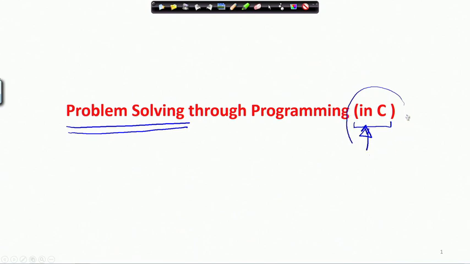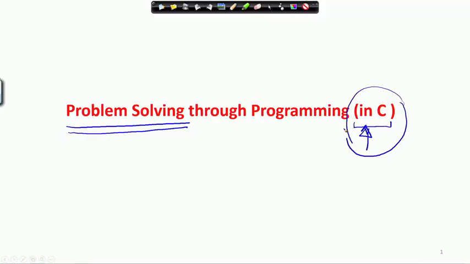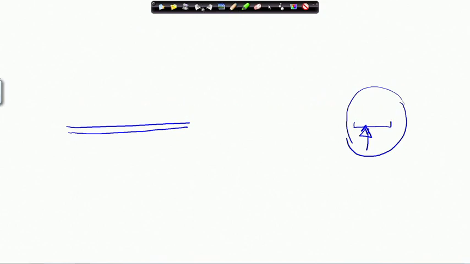Now, our objective is not just to think about the C programming language, but also some programming principles, some programming logic, some programming methods that are adopted while solving problems. All right. Now, let us think of some of the problems that we often encounter in our regular life.